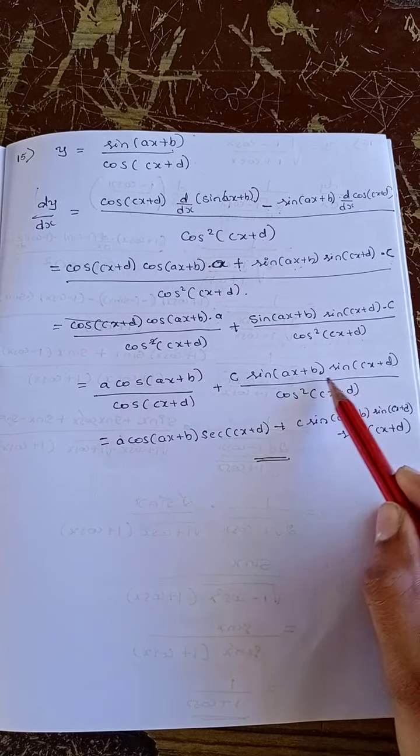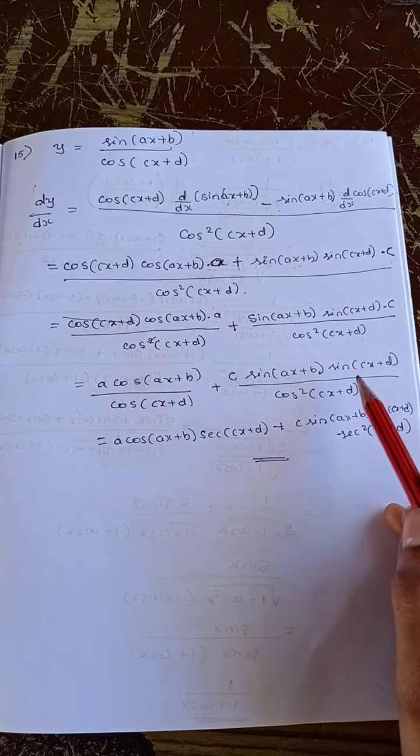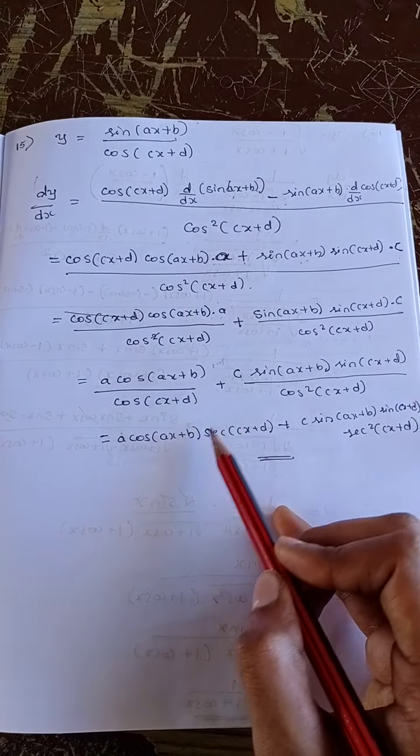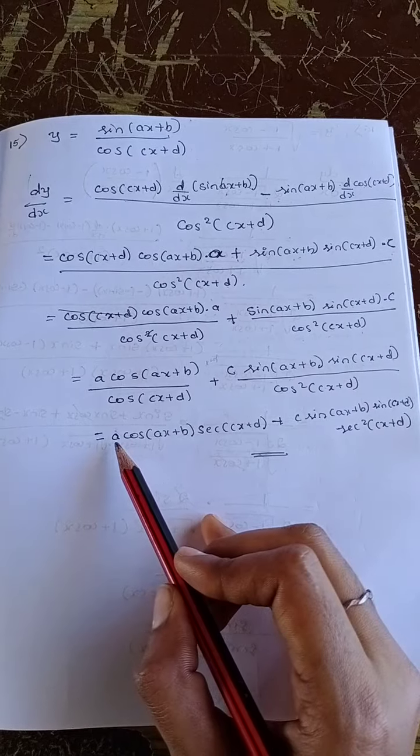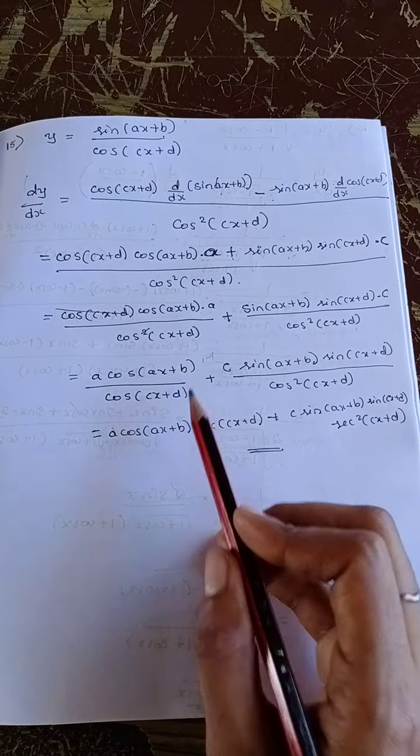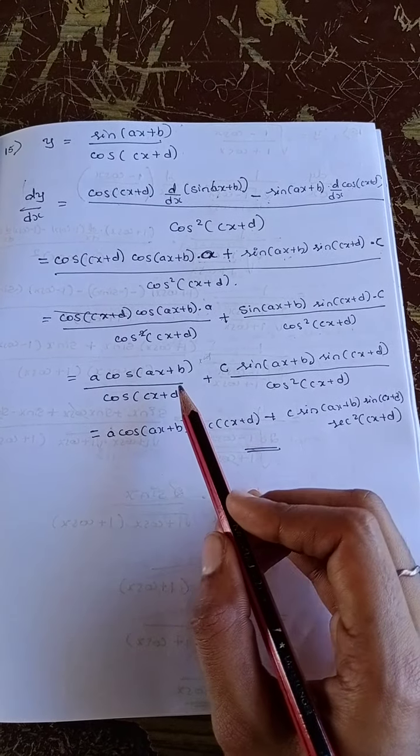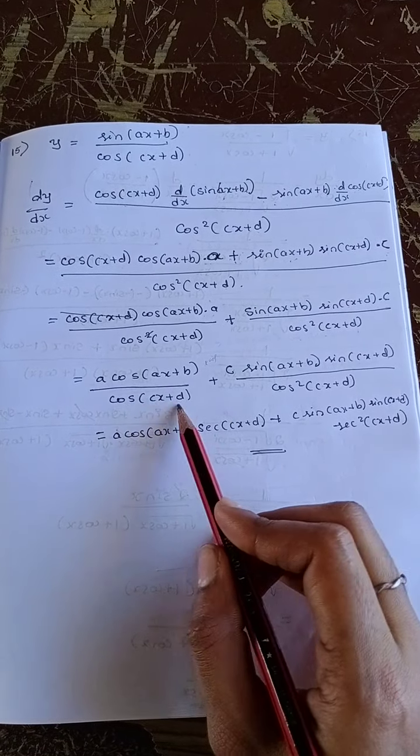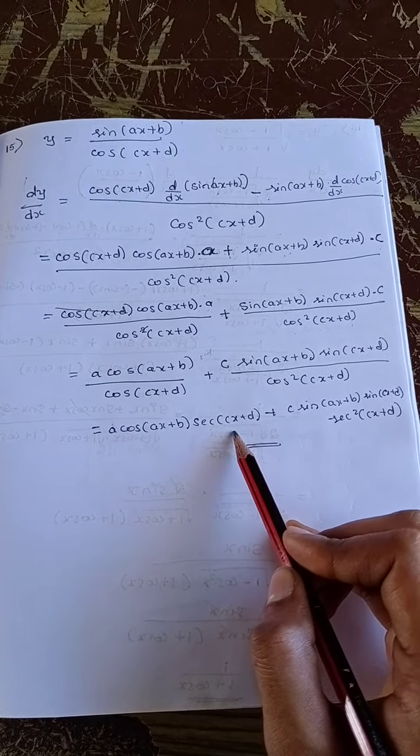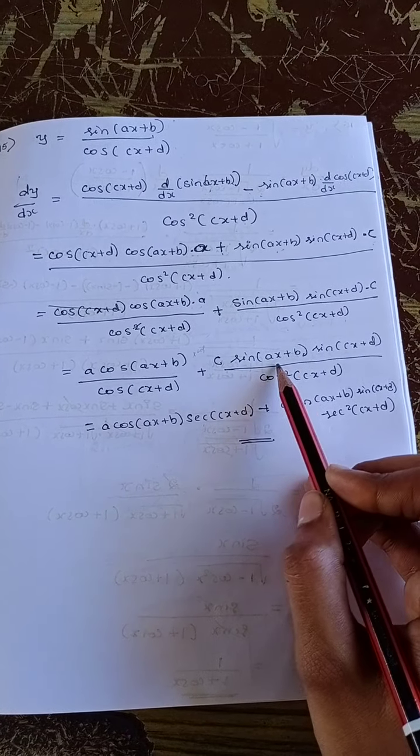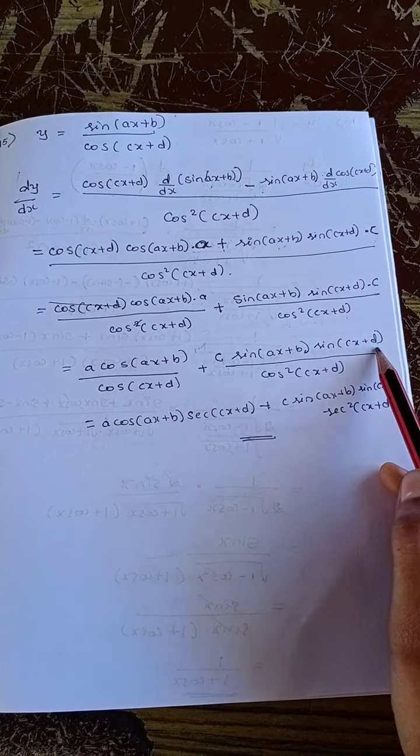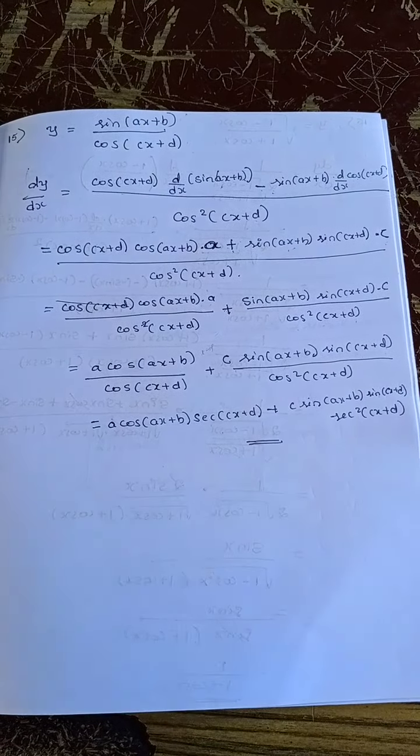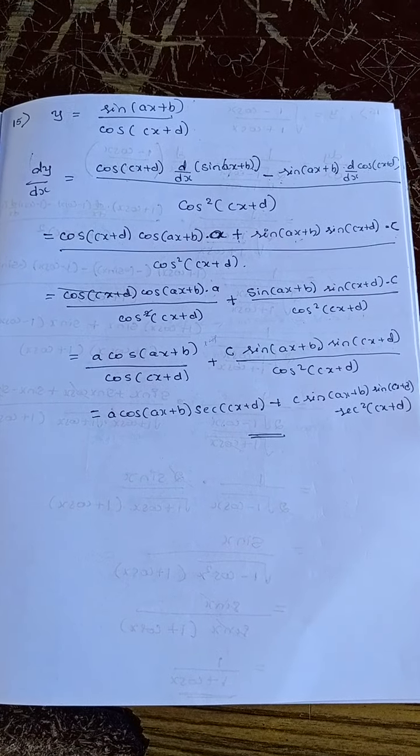Multiply cos of cx plus d to both the numerator and denominator. Here, multiplying by cos square means one cos and another cos get cancelled. Therefore a into cos of ax plus b into 1 divided by cos of cx plus d, which is secant of cx plus d, plus c into sin of ax plus b into sin of cx plus d into 1 divided by cos square of cx plus d, which is equal to secant square of cx plus d.